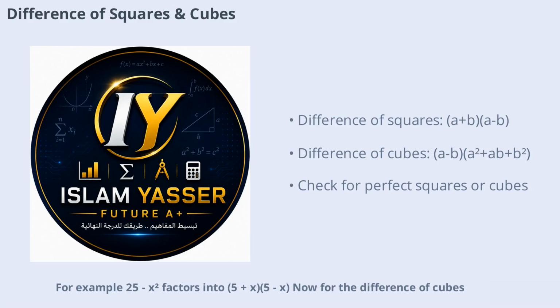Now for the difference of cubes, the formula is a³ − b³ equals (a − b)(a² + ab + b²). Here both terms are perfect cubes and again the sign is subtraction. For instance, 8 − x³ factors into (2 − x)(4 + 2x + x²). These patterns help you quickly break down complex expressions into manageable factors, making equations easier to solve.